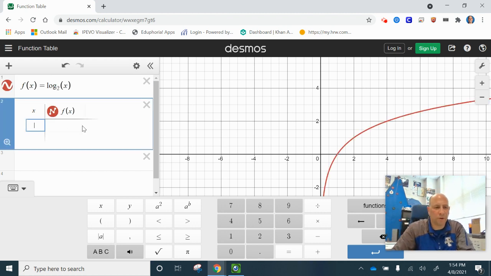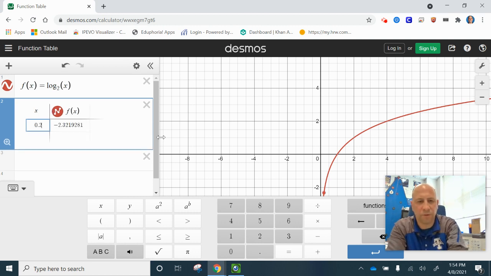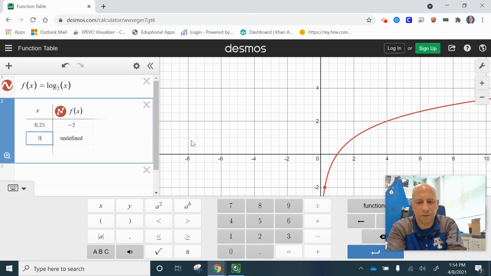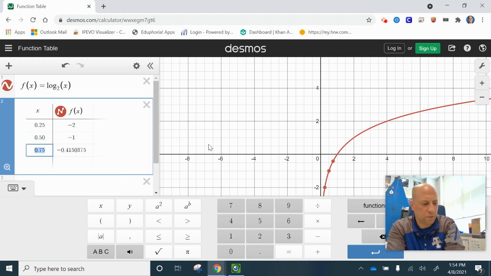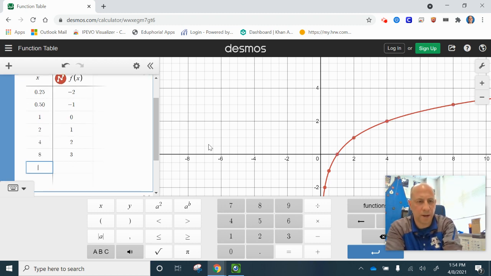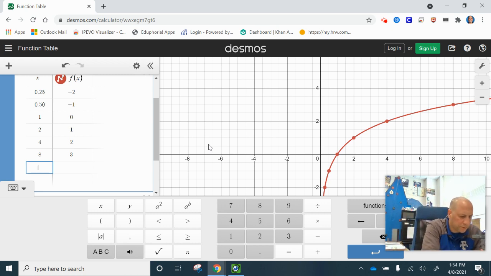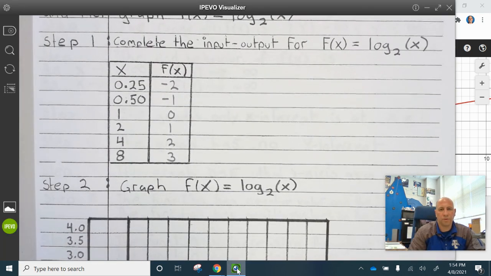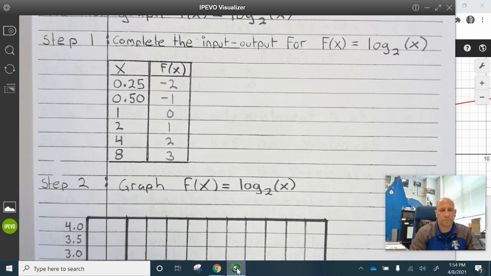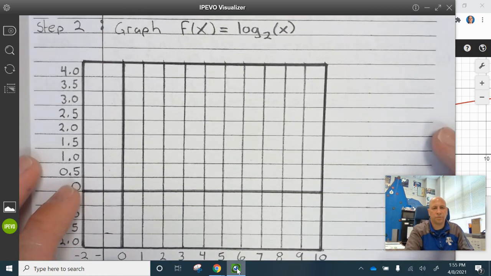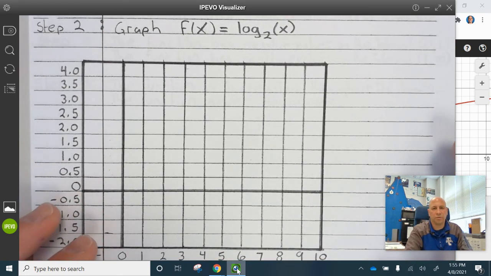Okay, now we're going to come over here and complete the table. So 0.25, 0.50, 1, 2, 4, 8. Okay, so that's -2, -1, 0, 1, 2, 3. All right, so there's our table completed. Now let's graph f of x equals log base 2 of x.